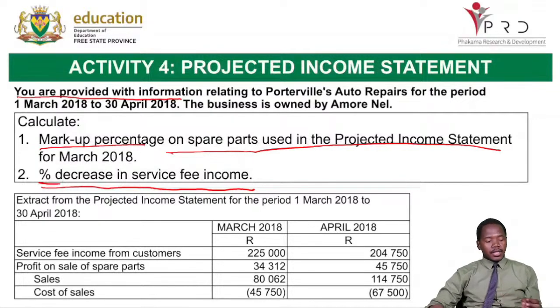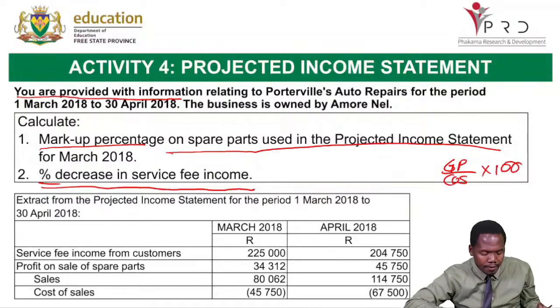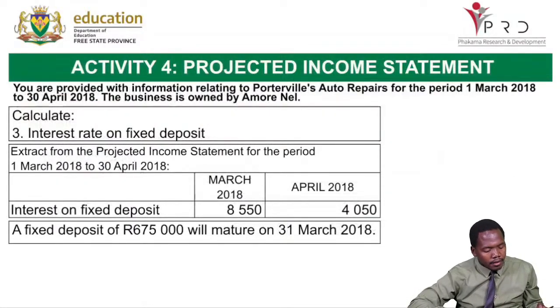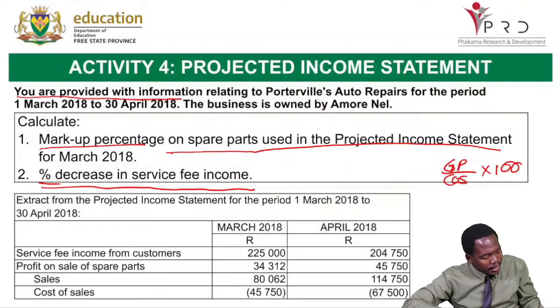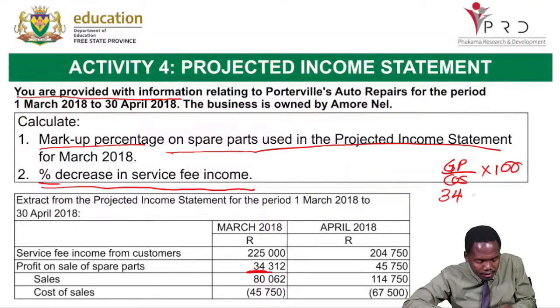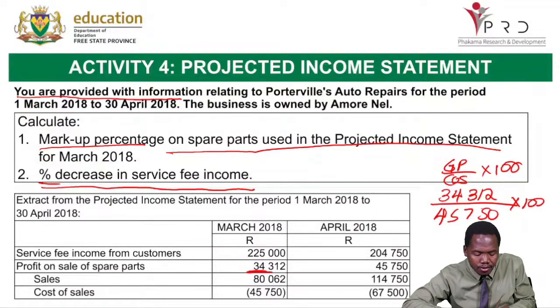Now, how to calculate the percentage markup? Remember, our formula says gross profit over cost of sales times 100 over 1. Now, let us look at that. How do we calculate that? We are going to take our gross profit, which is here, 34,312, divided by our cost of sales. Our cost of sales is 45,750 times 100 over 1.